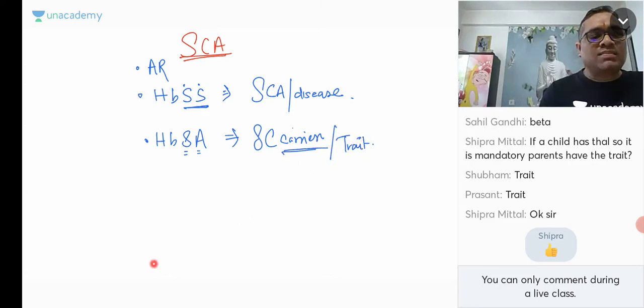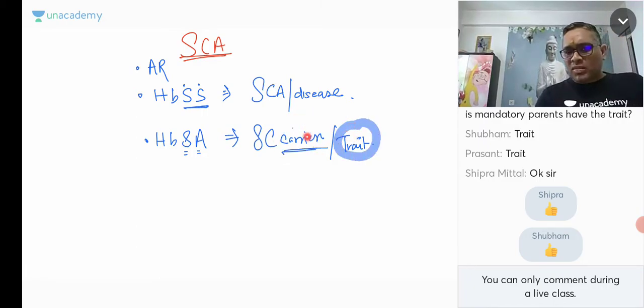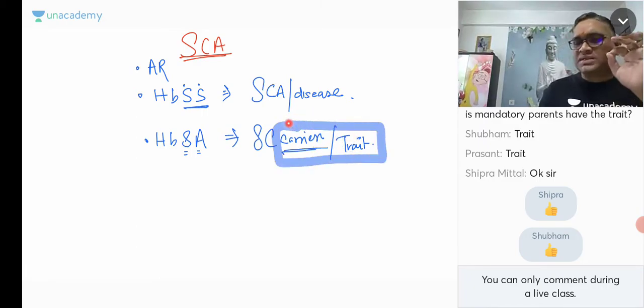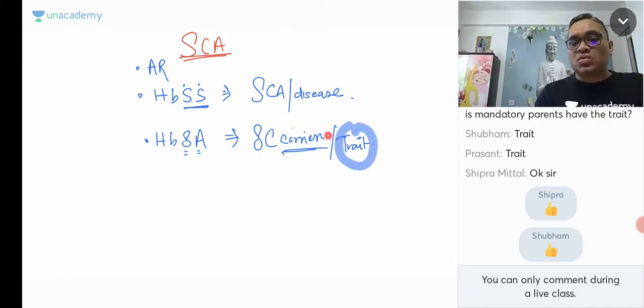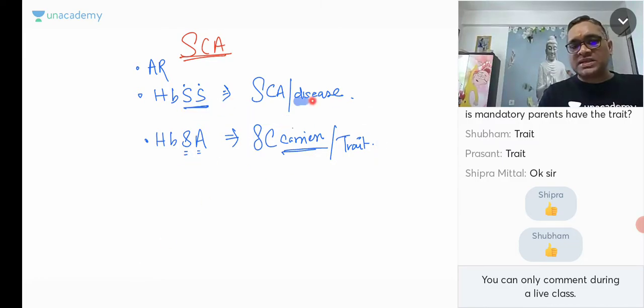So remember, carrier and trait, many people mistake it. They feel that carrier and trait are the same thing. Remember, this is the nomenclature I'm saying. Carrier and trait are not the same. This nomenclature is the same only in case of sickle cell anemia. Otherwise, it is not the same. I will show you during alpha thalassemia that carrier is something else, trait is something else. So only for sickle cell, carrier and trait are both the same. Clear? So sickle cell carrier or trait is heterozygous. So now you can see that homozygous is disease, heterozygous is carrier.